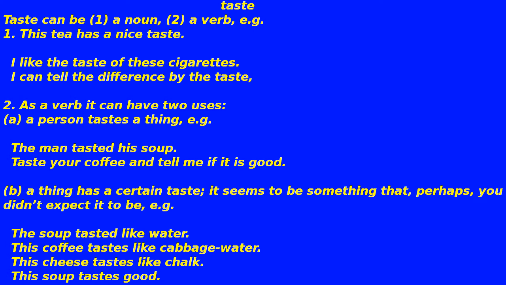Taste. Taste can be 1. a noun, 2. a verb, e.g. 1. This tea has a nice taste. I like the taste of these cigarettes. I can tell the difference by the taste. 2. As a verb it can have 2 uses. A. A person tastes a thing, e.g. the man tasted his soup. Taste your coffee and tell me if it is good. B. A thing has a certain taste, it seems to be something that, perhaps, you didn't expect it to be, e.g. the soup tasted like water. This coffee tastes like cabbage water. This cheese tastes like chalk. This soup tastes good.